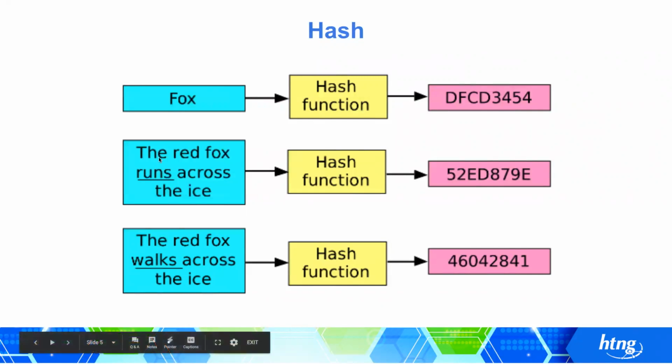As you can see on the slide, on the left side we have some text like "the red fox runs across the ice" and "the red fox walks across the ice." After the hash function, we can see a different result because we changed just one word. If even one bit of information is changed inside the text, the hash will be absolutely different. With a hash, we can verify the structure and integrity of information which was hashed before.